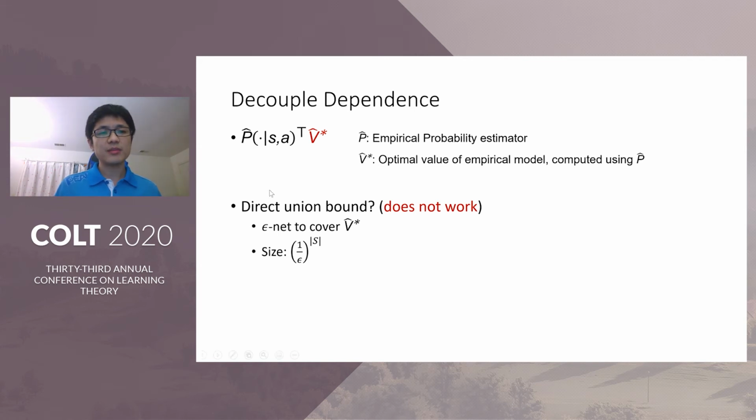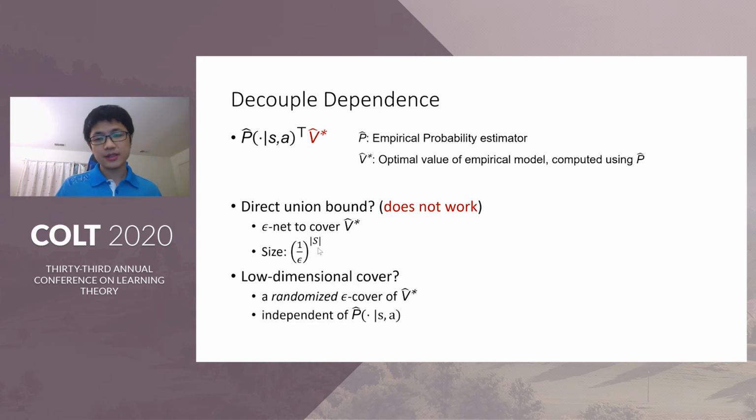However, for a direct union bound, we first construct the most naive epsilon net over this value function. That will be an S-dimensional epsilon net, noting that this value function is an S-dimensional vector. So the epsilon net will contain 1 over epsilon to the S many vectors. If you apply a direct union bound, you are going to get a bound that is worse by a factor of S.